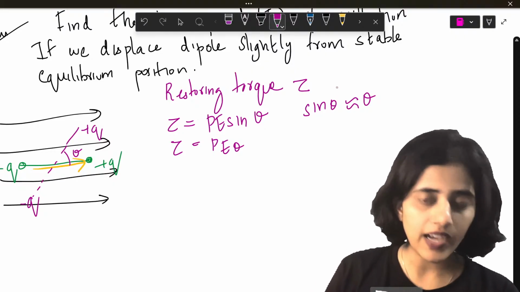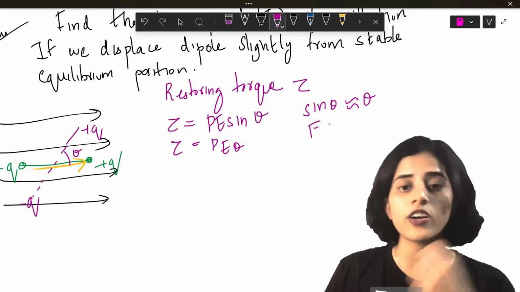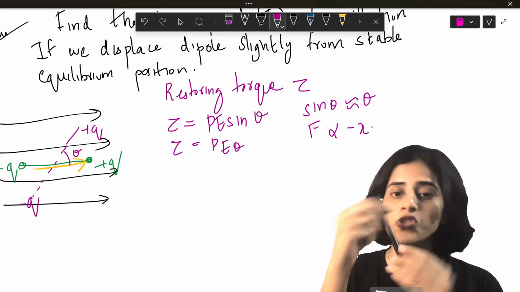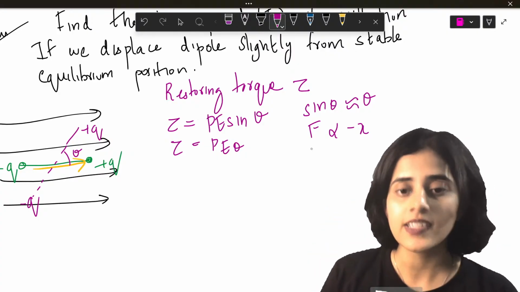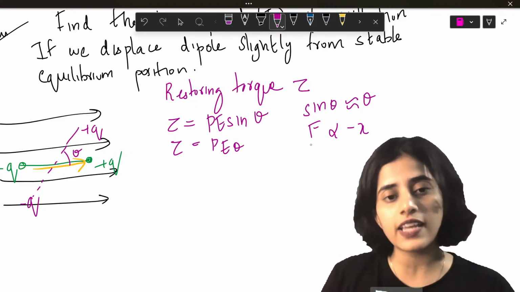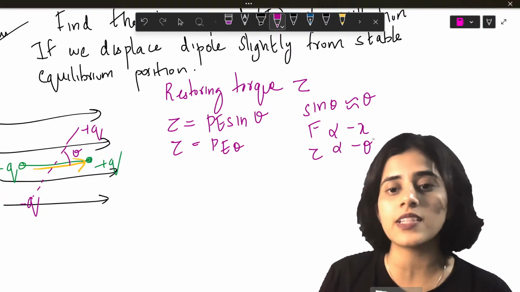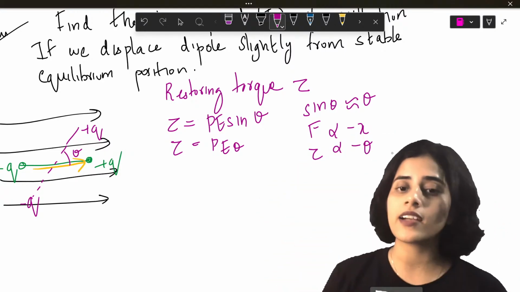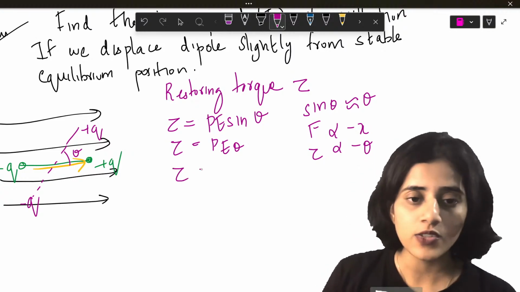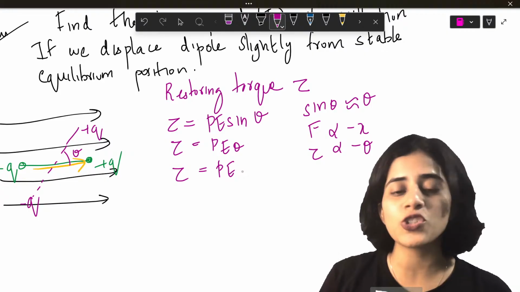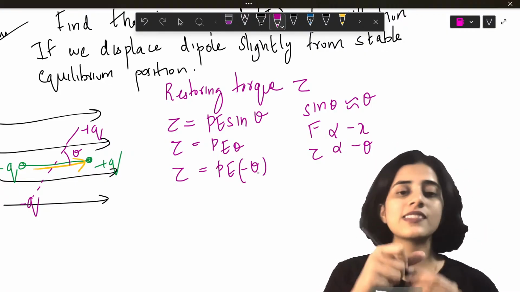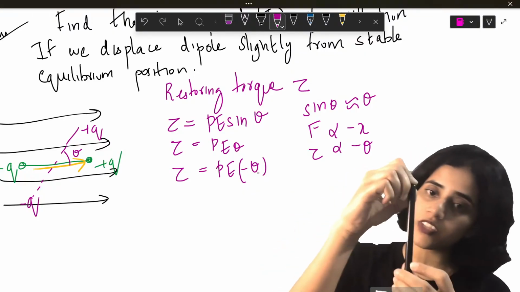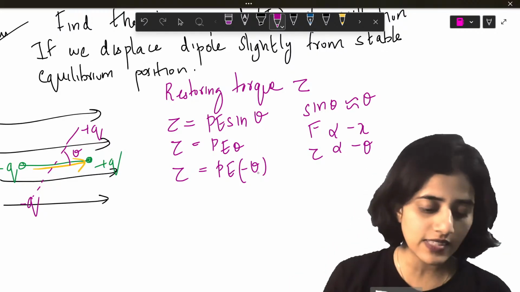Now, the restoring force acting on a body should be proportional to minus x. How did I get that? From first PU SHM. The restoring force should always be proportional to minus x. Similar to that, the torque should be proportional to minus theta. So I am taking the linear and the angular. Linearly, force should be proportional to minus x. Angularly, torque should be proportional to minus theta. So torque should be equal to PE times minus theta. And it's not wrong, because I'm taking it in this direction and it comes back in the opposite direction. So it should be minus theta.